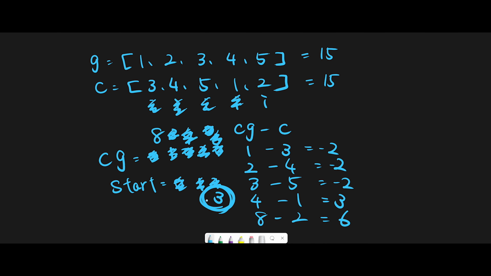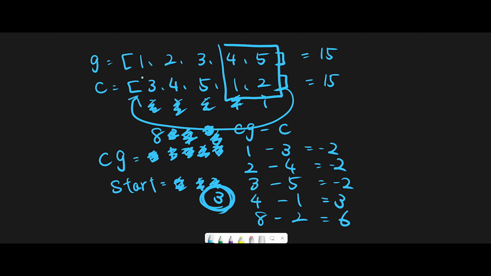That is index 3. So let's check. Let's think about the last 2 indexes. We start from index 3, and when we reach the end of the array, we have 6 remaining gas, right? And then move back to index 0.